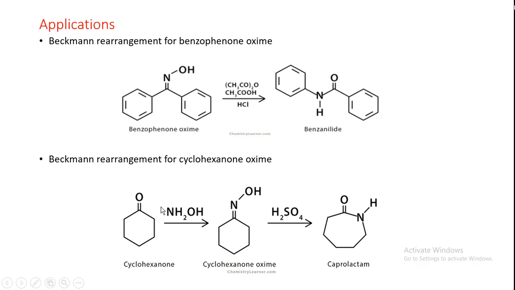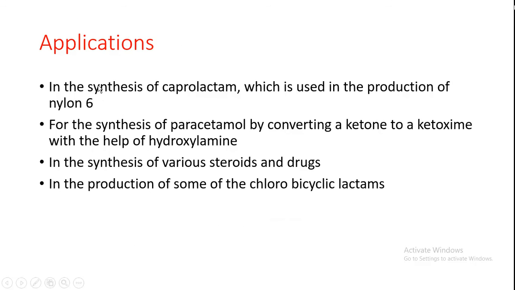So you see, this is cyclohexanone oxime that will undergo the first reaction we have seen in the beginning part of this video. So caprolactam will form. Then next, in the synthesis of caprolactam also, this is just the repetition of that reaction, which is used in the production of nylon.